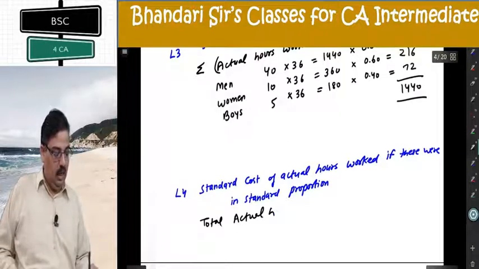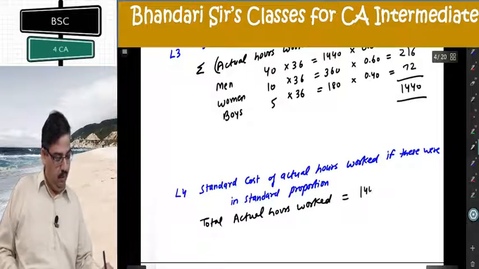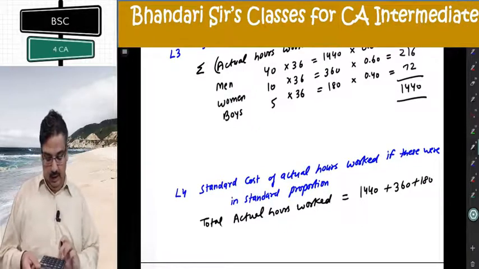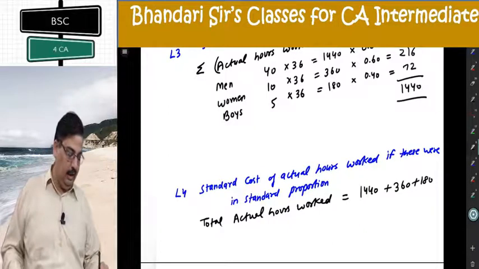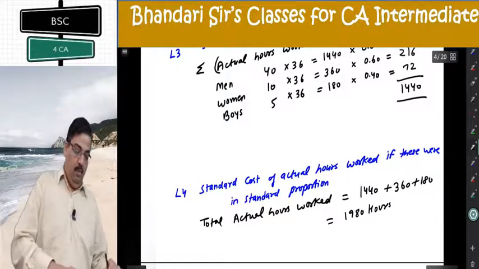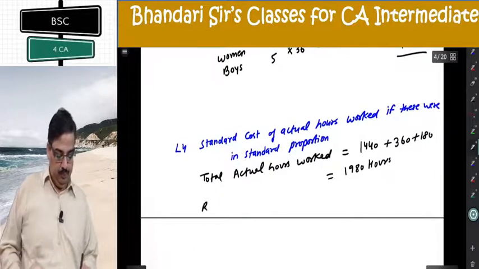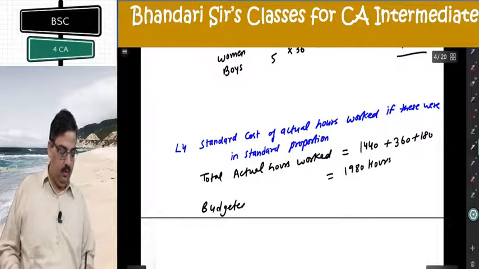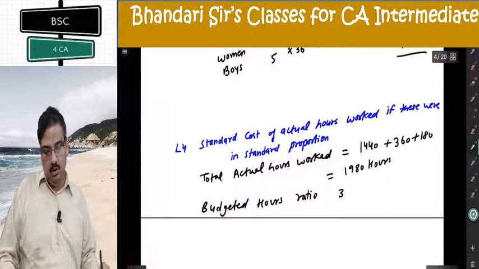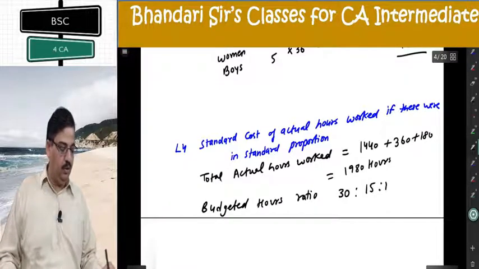Total actual hours worked: 1440 plus 360 plus 180, which is 1980 hours. First sub step done. Put in budgeted ratio. Budgeted hours ratio is 30:15:10.